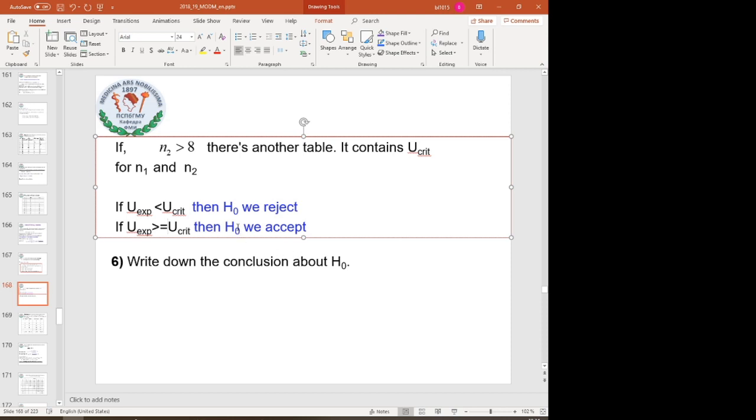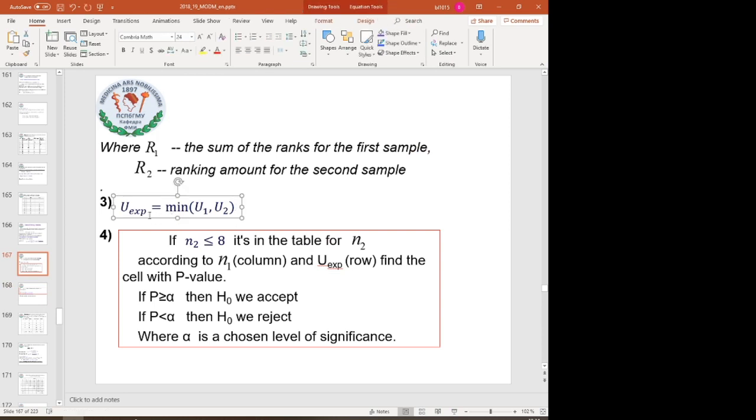Again, why it is unlike parametrical criterion. Let's have a look again to the critical values. This is the minimum of ranks of our samples.